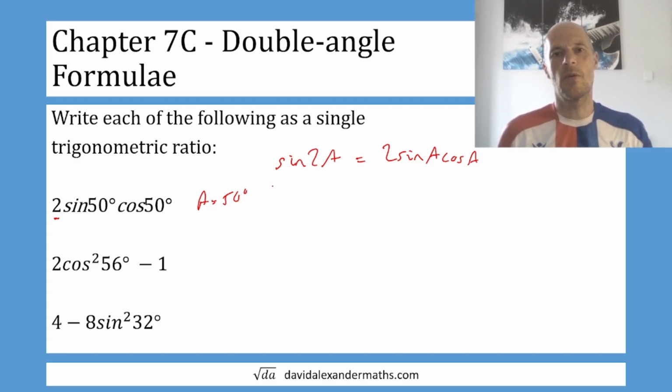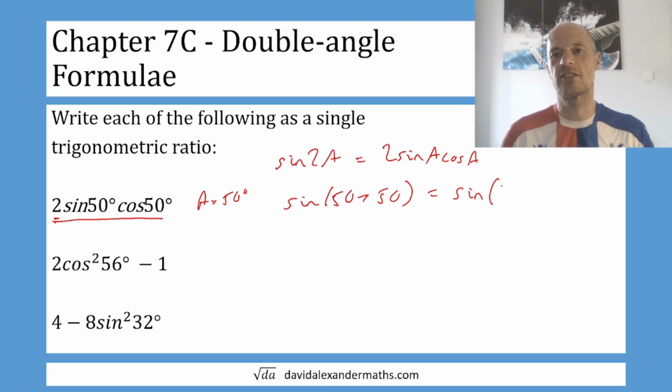So therefore, we can write this as the sine of 2A. What we have here is written in the form 2 sine A cos A, and we can write it as the sine of 2A. Well, we can see clearly that A is 50 degrees, so we could write this as the sine of 50 plus 50, which would be a fairly silly way of writing it. A much more sensible way would be to write that this is the sine of 100 degrees.